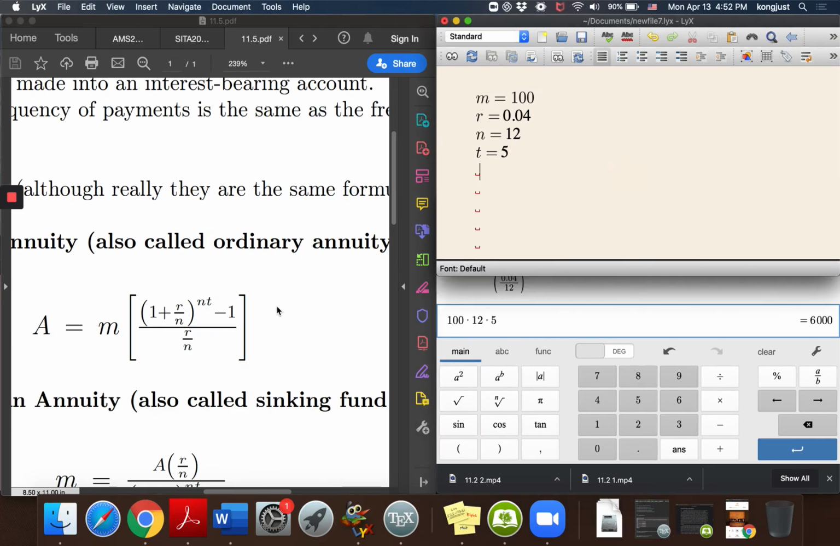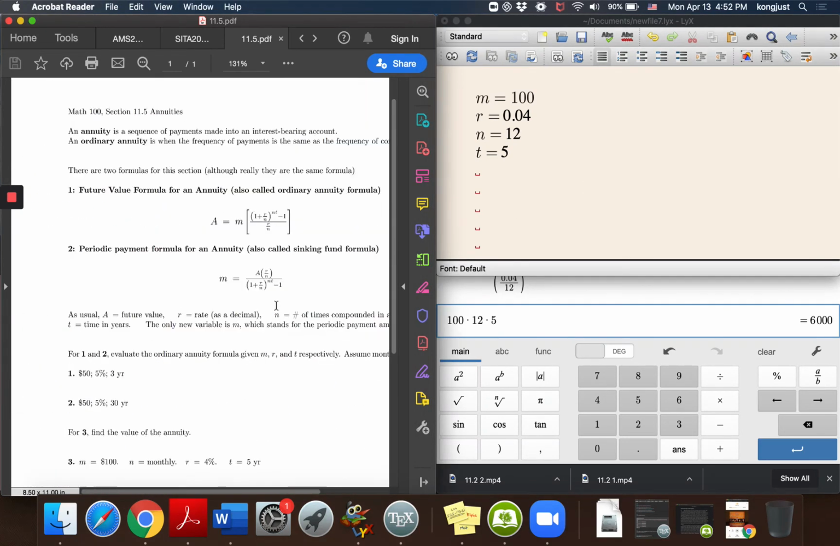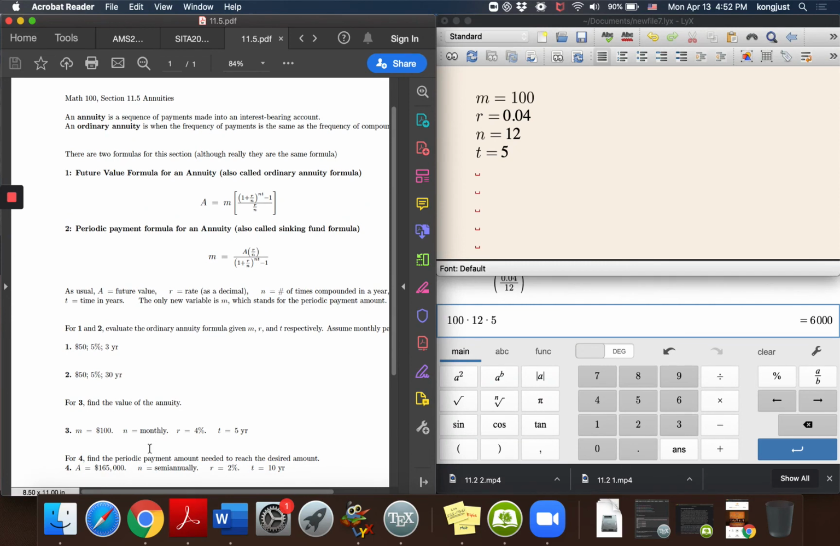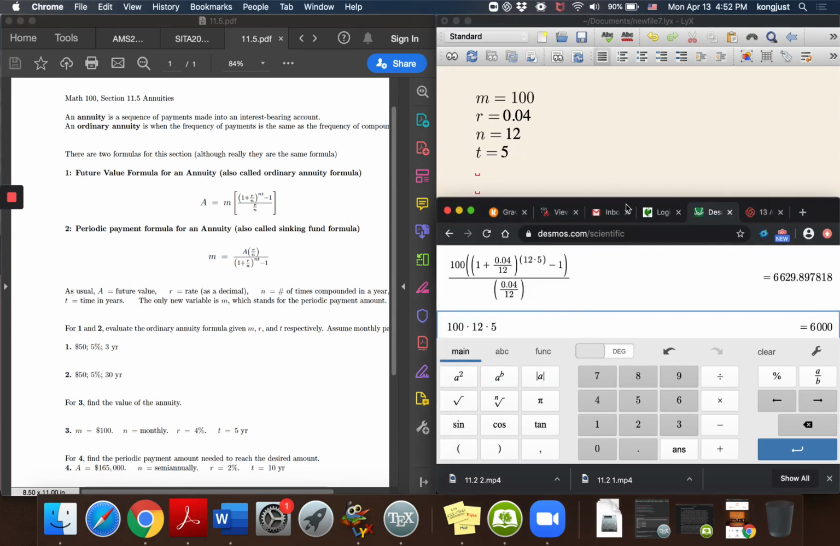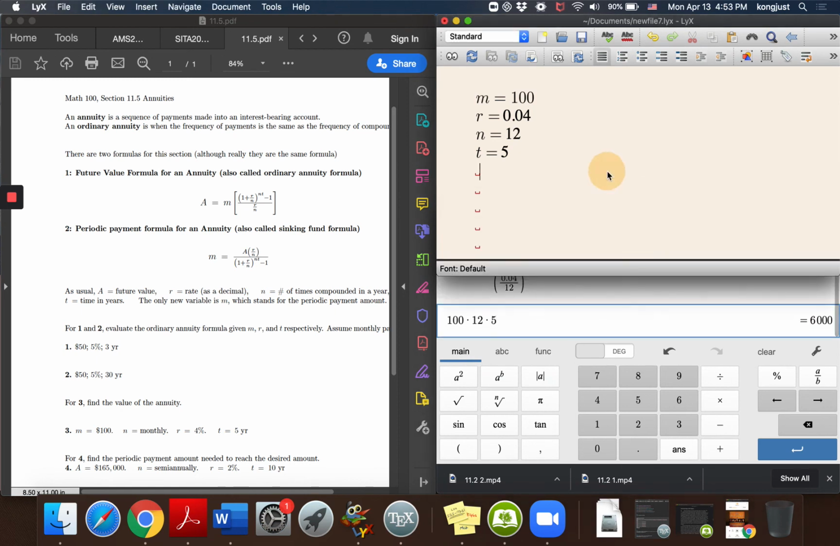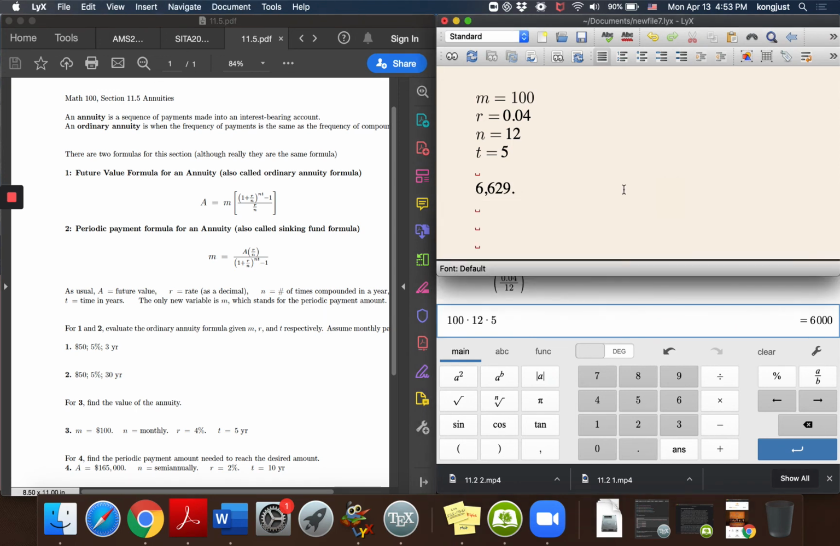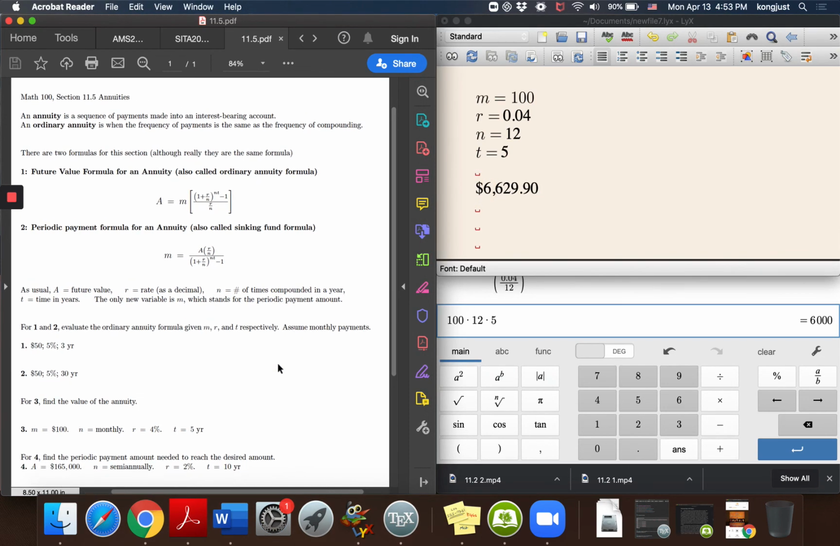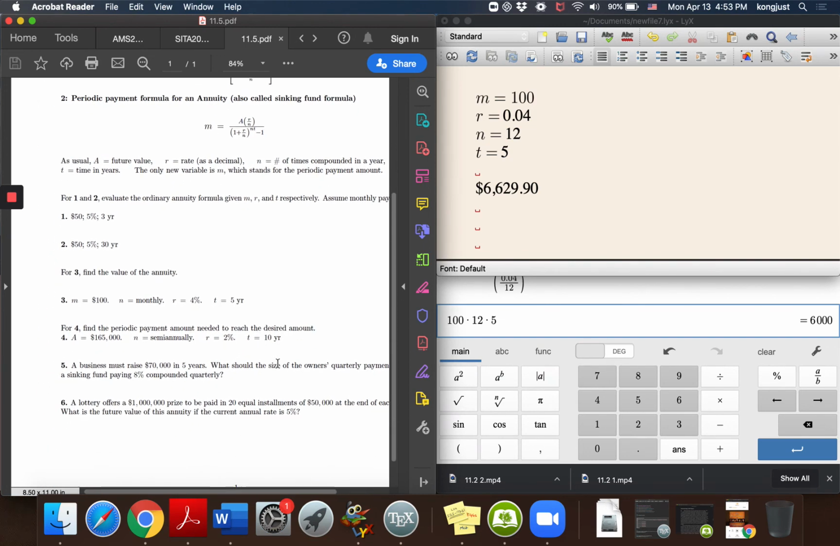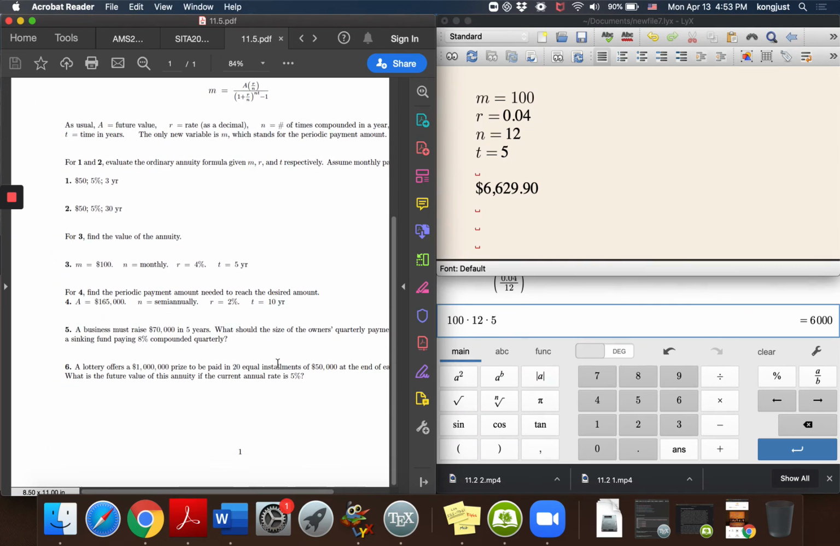But the question was, how much do you end up with, right? It says evaluate or find the value of the annuity. The value is just the total. So that would be that first number, 6,629 and 89.7, which to the nearest cent would be 90 cents. When you answer the question, just pay attention to what they ask you to round to. Sometimes it might be dollars, sometimes cents, sometimes something else.